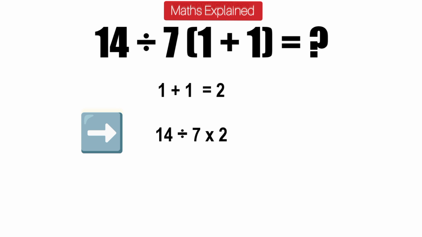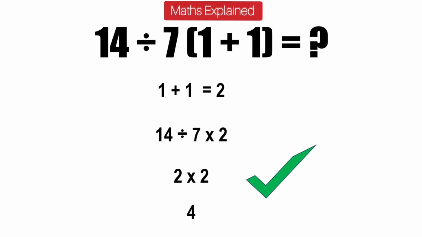Step 3. Solve from left to right. First, 14 divided by 7 equals 2. Good. Now continue. 2 times 2. Final answer equals 4. Always remember, brackets first, then multiply and divide from left to right. Follow the rule, and you'll never be confused.